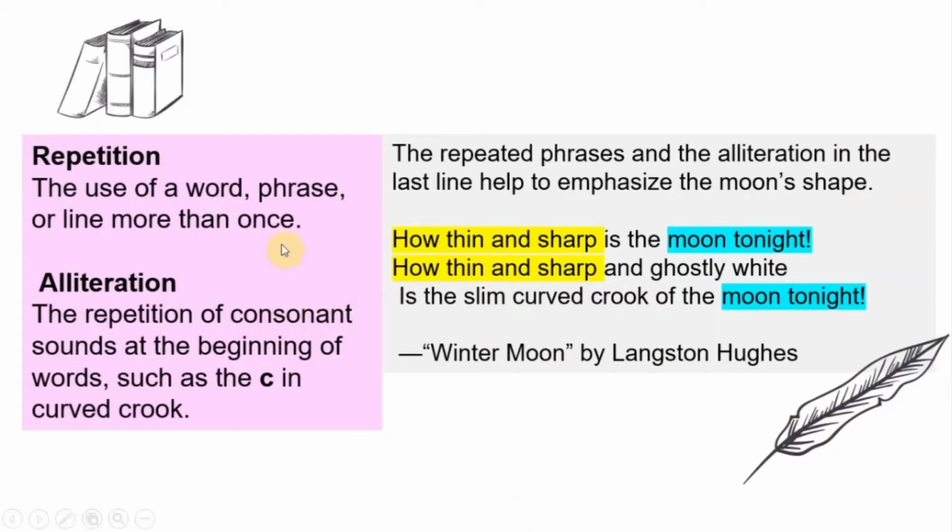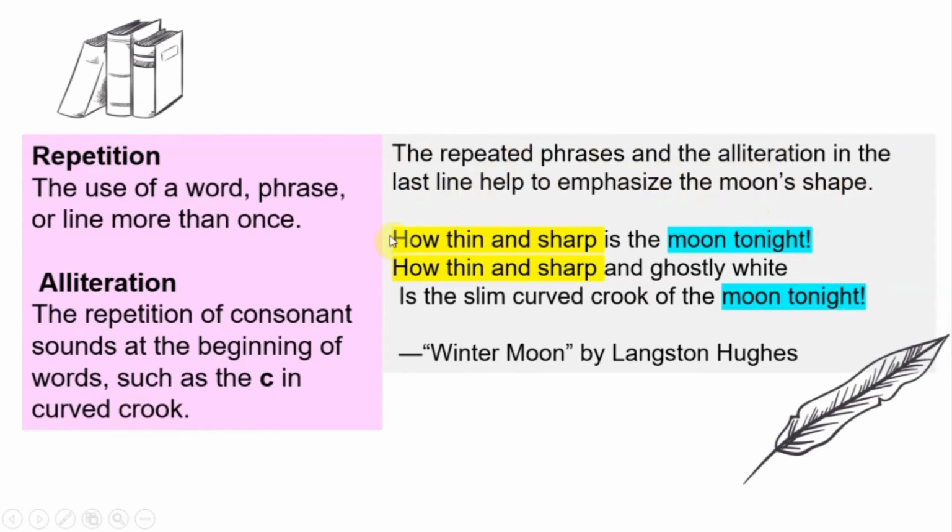Repetition: the use of a word, phrase, or line more than once. Alliteration: the repetition of consonant sounds at the beginning of words, such as the letter C in the words curve and crook. The repeated phrase and the alliteration in the last line help to emphasize the moon's shape.